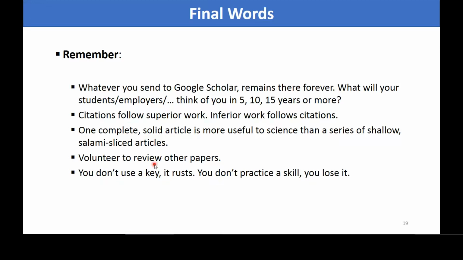Finally, if you don't use a key, it rusts. And if you don't practice a skill, you lose it. So please write a lot. Practice writing, write and write and write, because your writing muscles, if you don't use them, will get rusty, and probably you will lose a skill if you are not using it continuously. That's my final word. Please practice writing as much as possible. And I hope you got something out of this short sharing session.